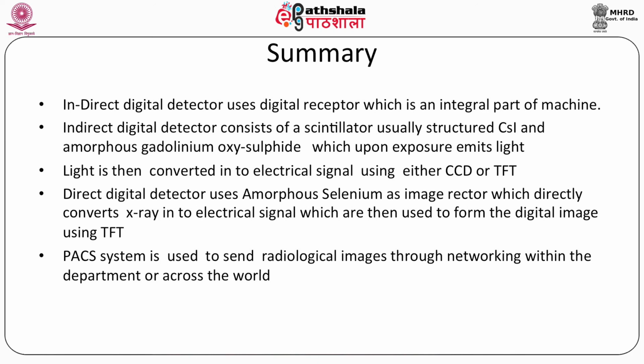Next are the indirect digital conversion detectors, which are an integral part of the machine. An indirect digital detector consists of a scintillator, which usually is made up of structured cesium iodide or gadolinium oxysulfide, and upon exposure emits light. The light is converted into an electrical signal using a TFT very often, or maybe a CCD, charge coupled device. A direct digital detector consists of amorphous selenium, which directly converts the X-ray signal into an electrical signal, and these electrical signals are then used to generate the image by using a thin film transistor.